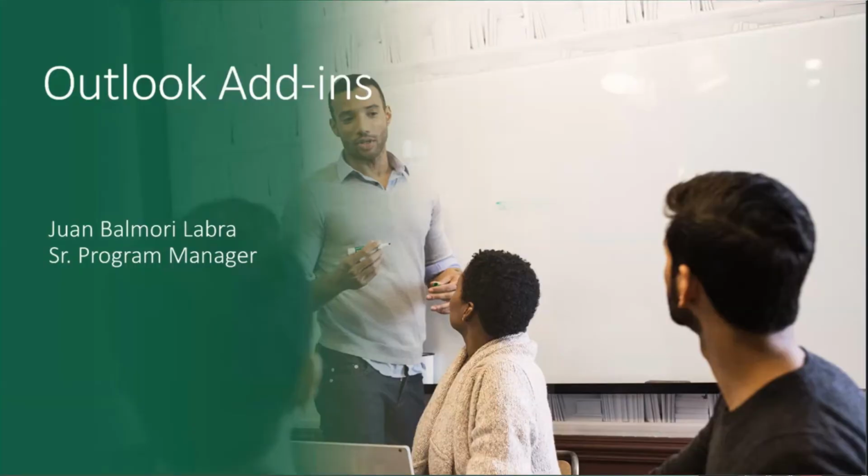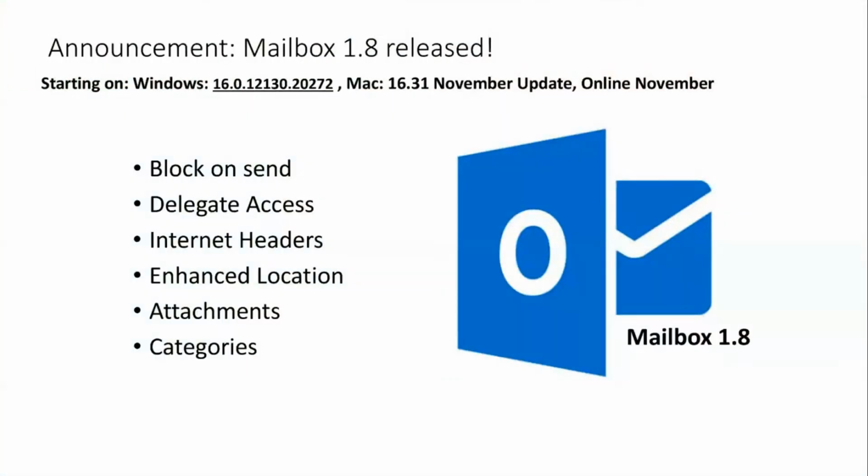So we have a session, and we were sharing with our community. First of all, it was great to be there and meet probably some of you during the conference and sharing what we are doing and what's coming. The big announcement for Ignite was the GA, the release of the Mailbox 1.8 API.